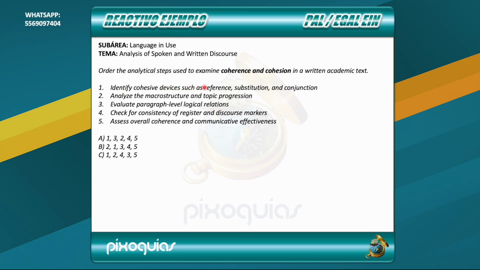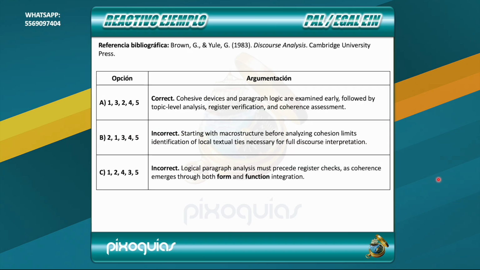1. Identify cohesive devices such as reference, substitution, and conjunction. 3. Evaluate paragraph-level logical relations. 2. Analyze the macrostructure and topic progression. 4. Check for consistency of register and discourse markers. And 5. Assess overall coherence and communicative effectiveness.